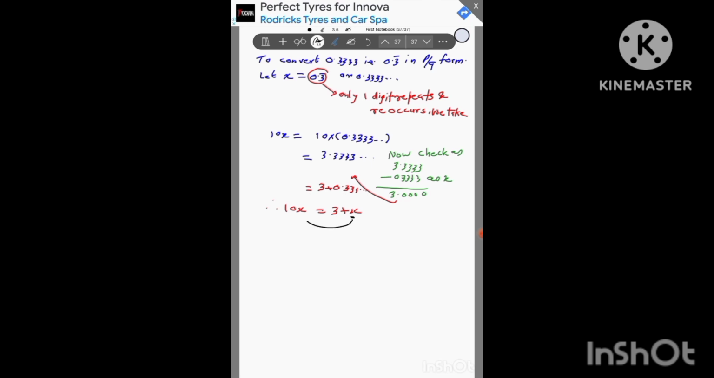So we get 3 plus x on the right hand side, and transfer this x from right hand side to left hand side with minus sign. So 10x minus x equal to 3. So we get 9x equal to 3. It is very simple. Only thing is, when you are writing it in the split-up form, you should take care. So x equal to 3 upon 9, that is equal to 1 upon 3, and we have successfully found the p upon q form of 0.3 bar.